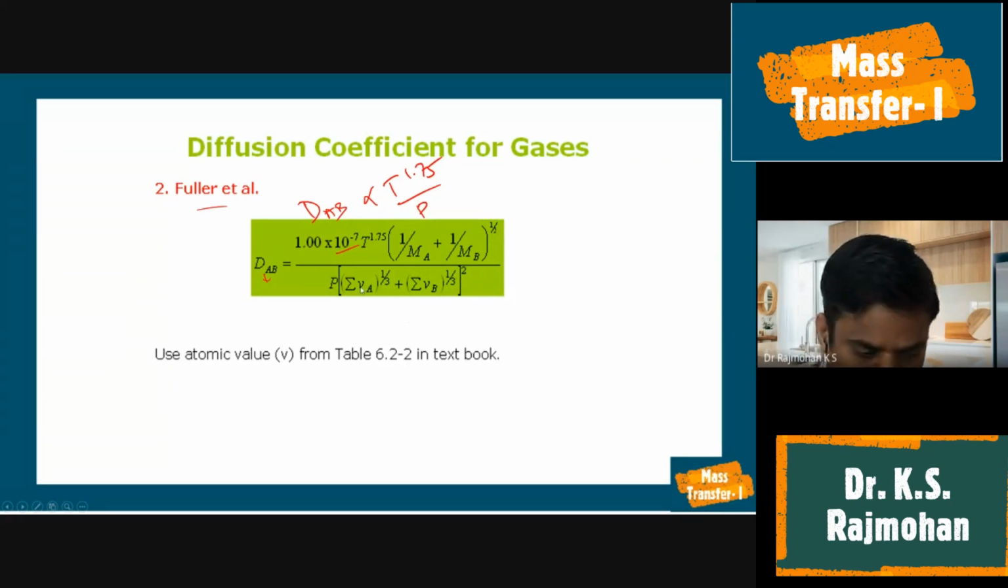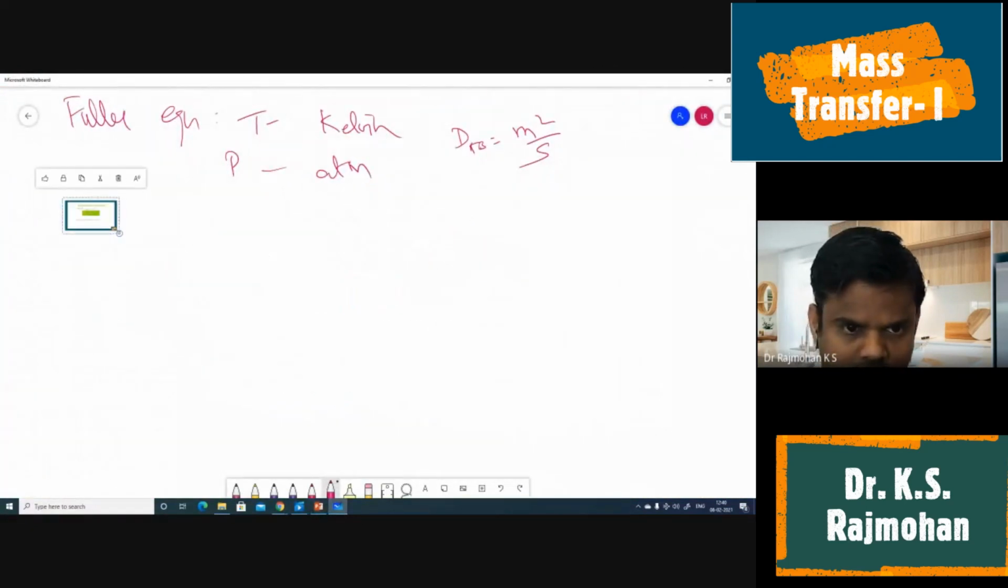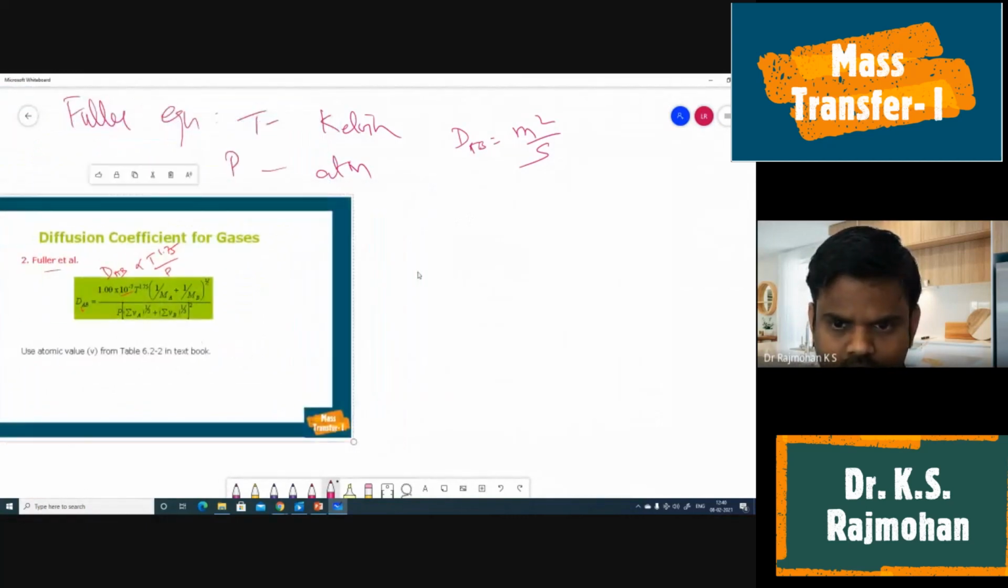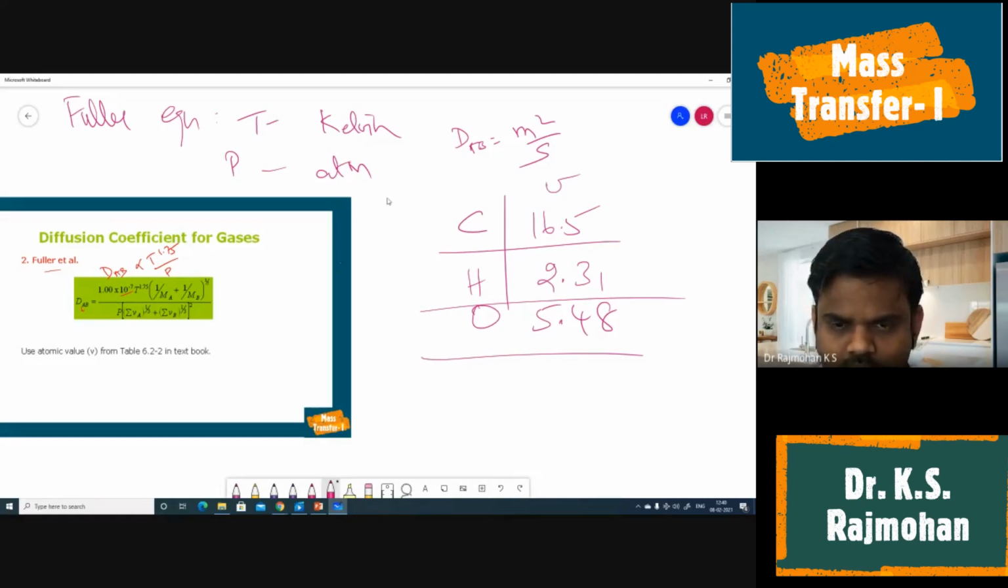So the volume values I will give. If you can refer, please refer, or you can take them from the book. C is 16.5, H is 2.31, O is 5.48. Okay. So what is A, what is B? You please be clear.